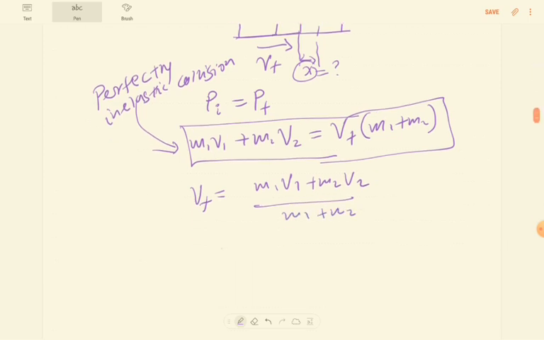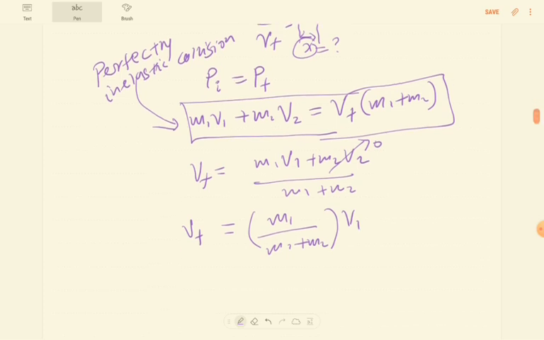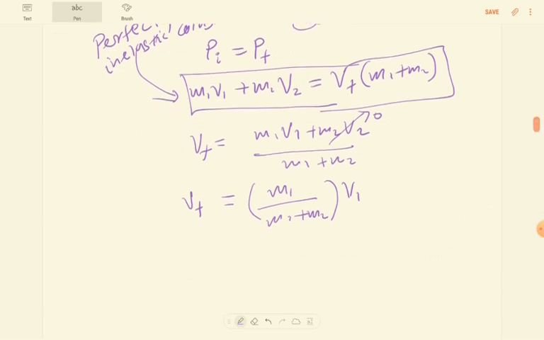But here I should remind you that the initial velocity of block 2 is 0, so that term will be cancelled out, and finally the final velocity of the combined system will be M1 divided by M1 plus M2 times the initial velocity of block 1. So now we have a key ingredient here. So what do we see from this information?